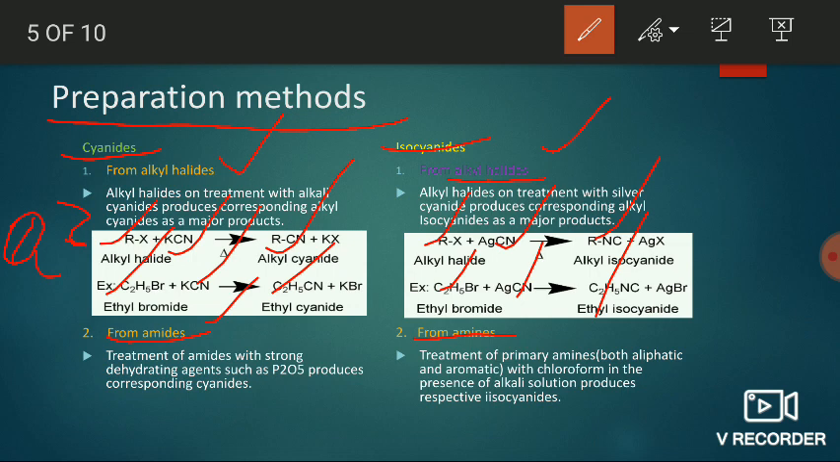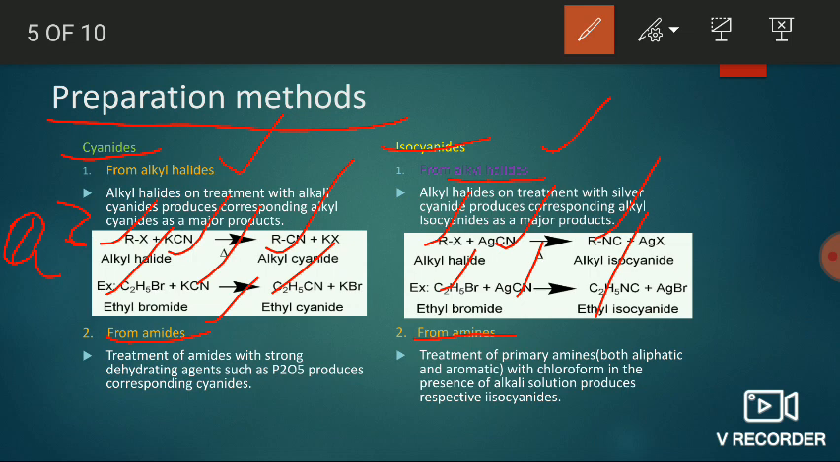They are primary amines, secondary amines, tertiary amines. I developed 5 videos on amines: part 1, part 2, part 3, part 4, part 5. So you can watch them to know the basics of the amines.